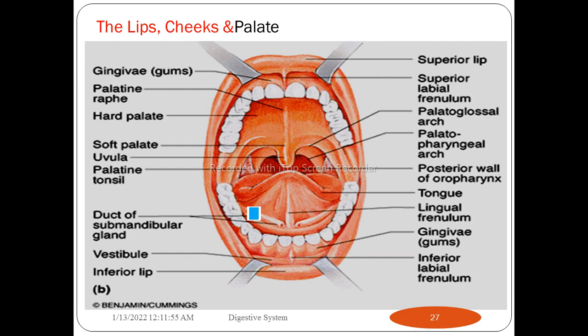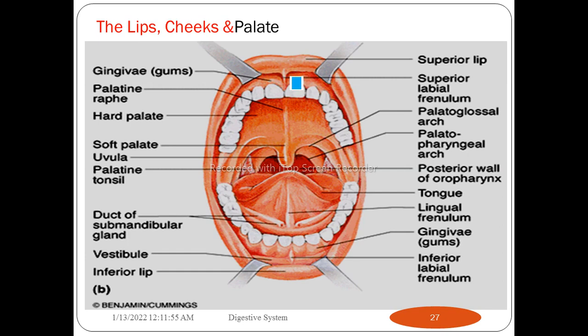Another part is known as the lip. This is the upper lip, this is the lower lip. These are the cheeks, two cheeks, and the palate. This is the palate, so this is the palatine velum. This is known as the hard palate. This is known as the gums.